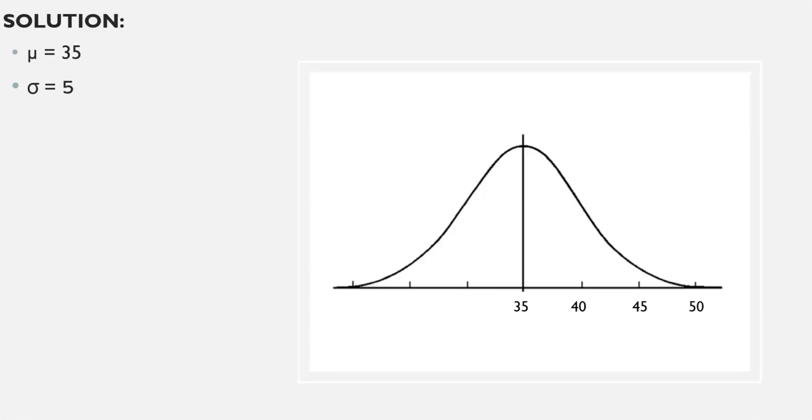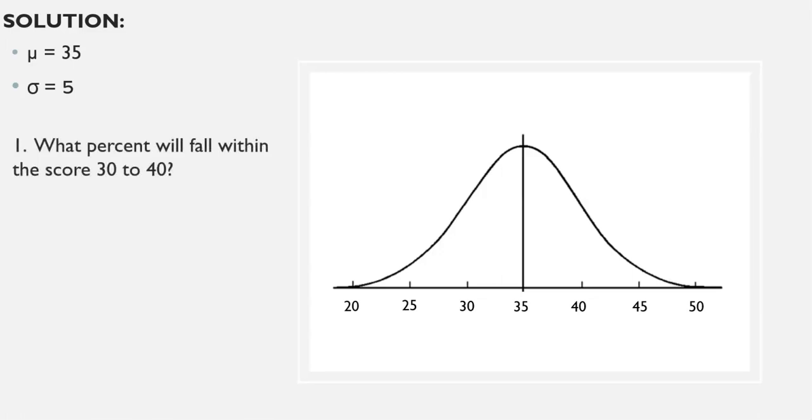Now let's go to the first, second, and third standard deviations from the mean to the left of the distribution. So 35 minus 5 is 30, and minus 5, that's 25, minus 5, that is 20. Now there's our normal distribution. Now let's have the first question. What percent will fall within the score 30 to 40? So if we locate 30 to 40 on our normal curve, it is in here.